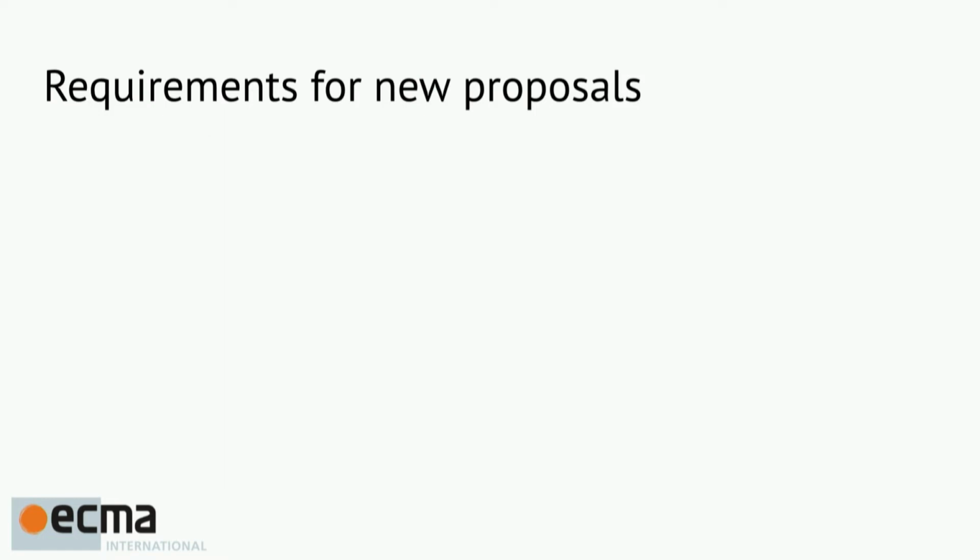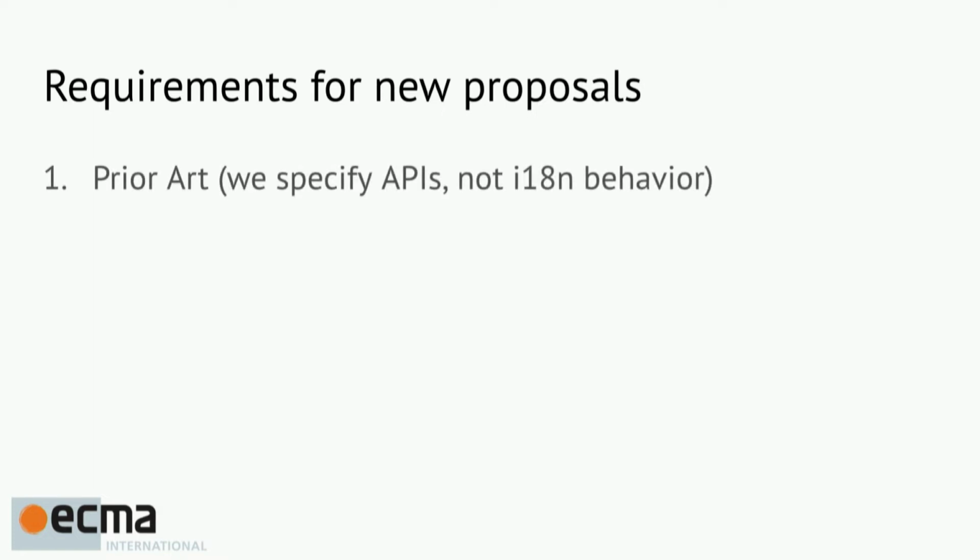Which leads me to this next slide, which is a new slide this year: requirements for new proposals. Now that we are getting a more thorough set of coverage, this question comes up a lot: how do we discriminate between proposals we want to pursue and ones that are just sort of long tail? There's sort of 3 things we look at. One is that the proposal needs to have prior art. We don't invent localization i18n behavior. We only expose it to ECMAScript.